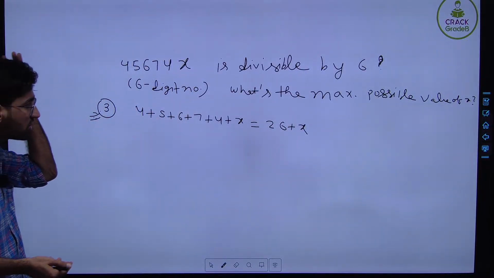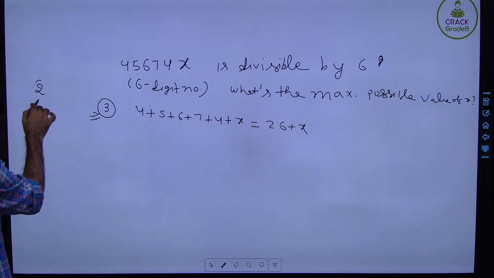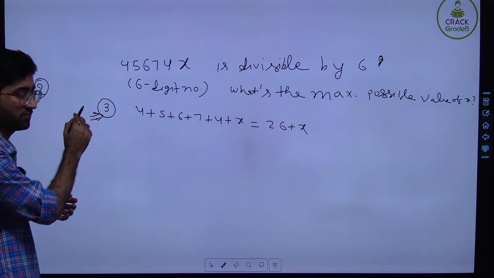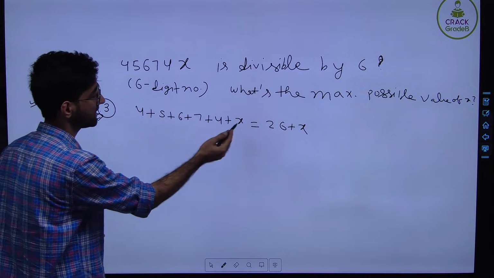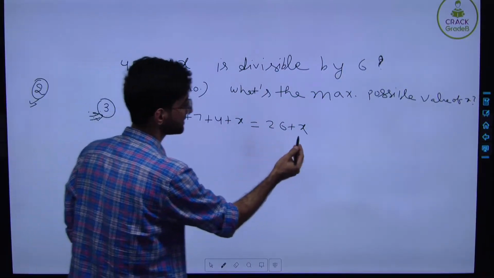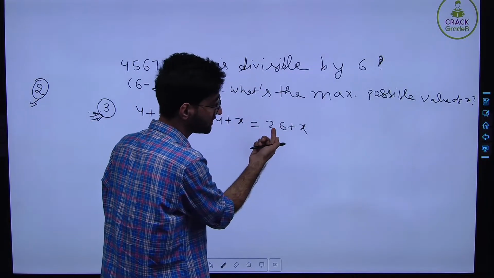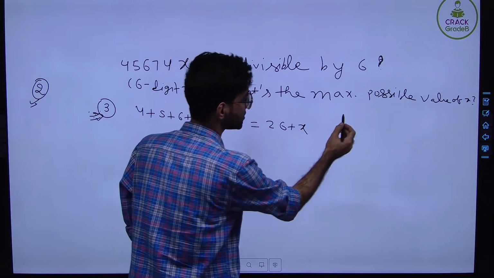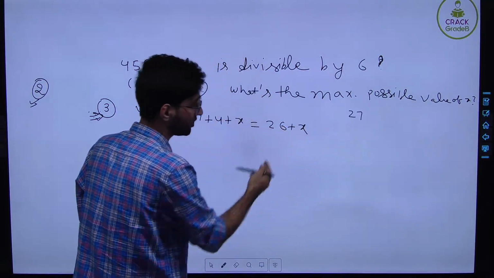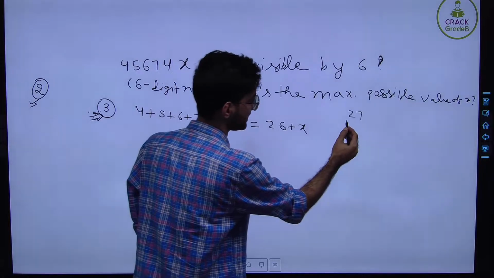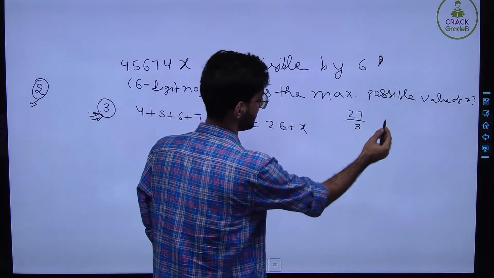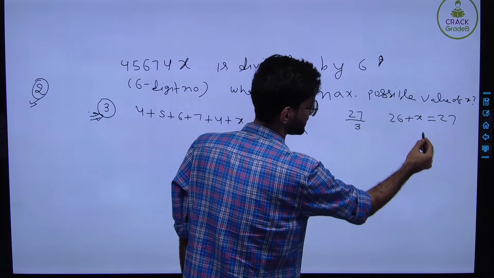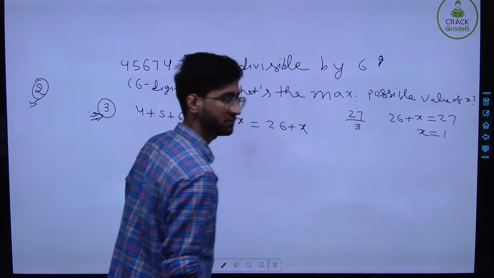Let us not think about the divisibility by 2 for now. Let us only focus on 3. So 26 plus x. 26 is not divisible by 3, so we don't think about x being 0, right? The next number after 26 that is divisible by 3 will be 27. So 26 plus x will be equal to 27, so x will be 1, right?